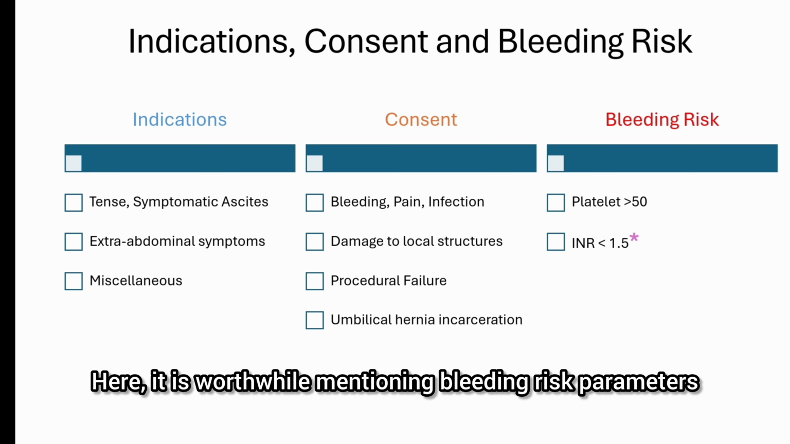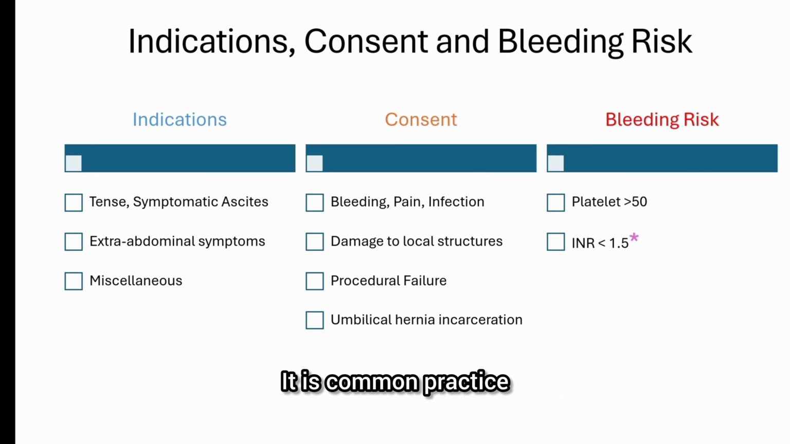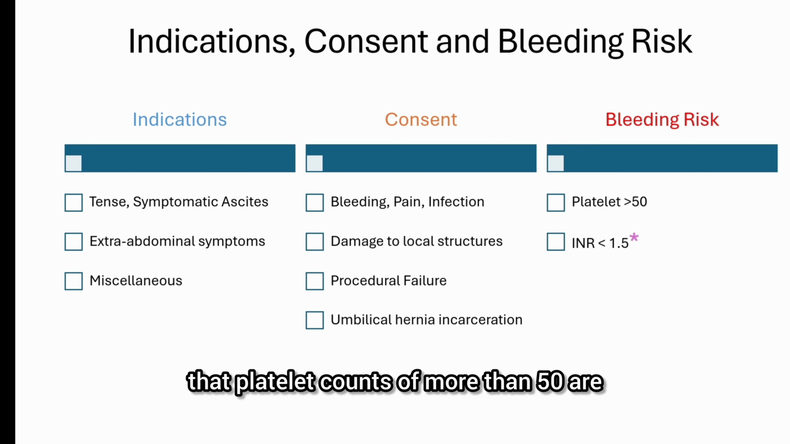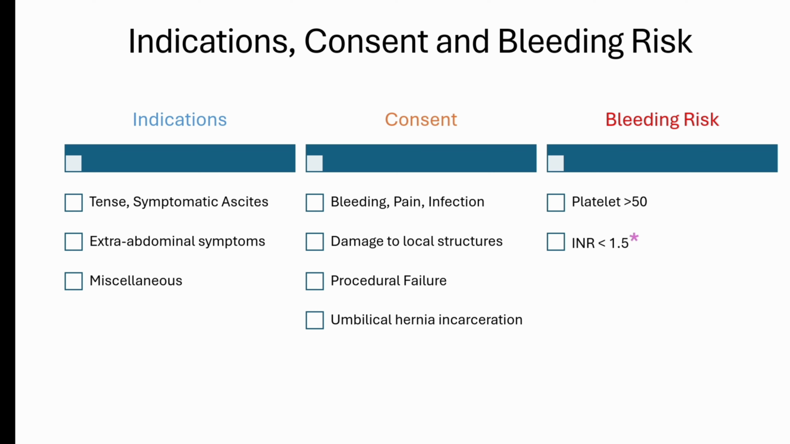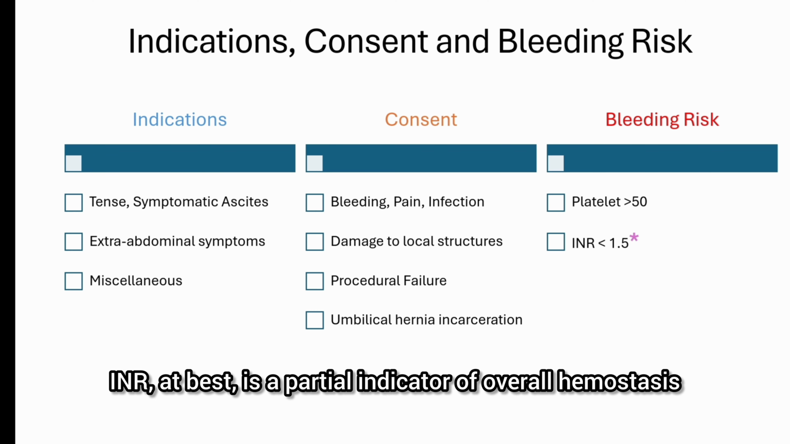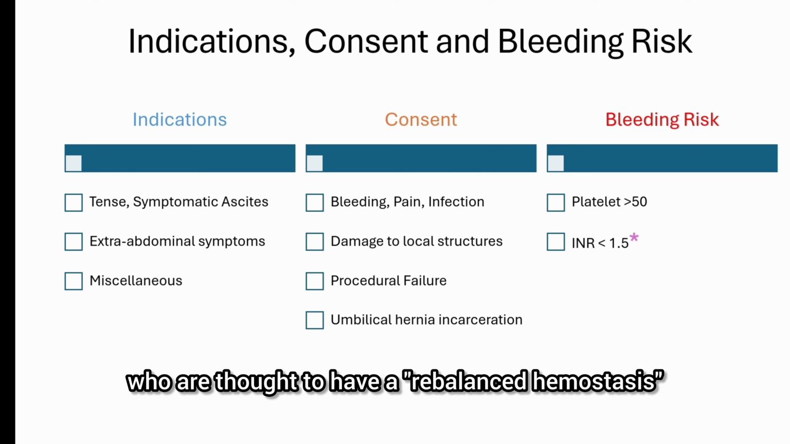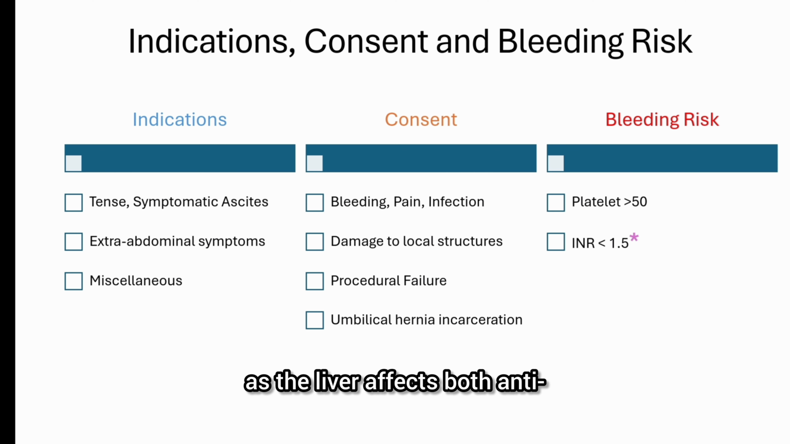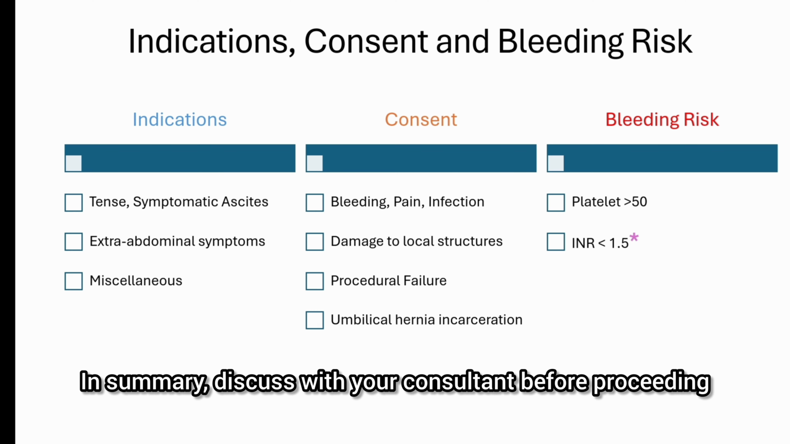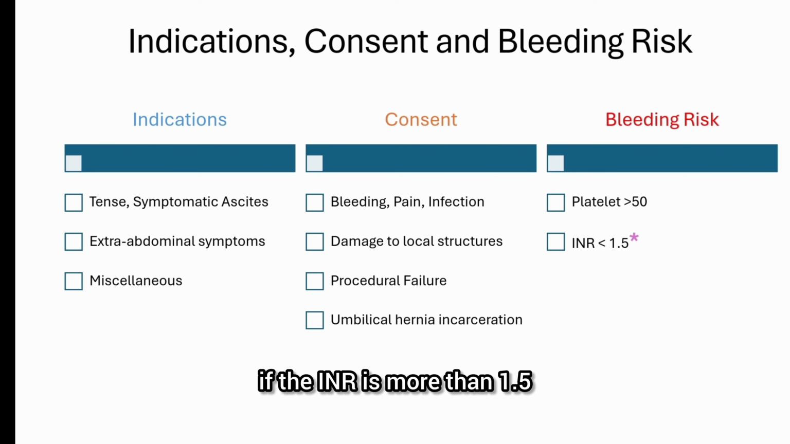Here, it is worthwhile mentioning bleeding risk parameters. It is common practice that platelet counts of more than 50 are deemed acceptable to allow for intervention. More controversial, however, is the role of INR. INR at best is a partial indicator of overall hemostasis, especially so in patients with liver cirrhosis who are thought to have a rebalanced hemostasis, as the liver affects both anti and procoagulant factor production. In summary, discuss with your consultant before proceeding if the INR is more than 1.5 and get their direction on what INR threshold they are happy with.